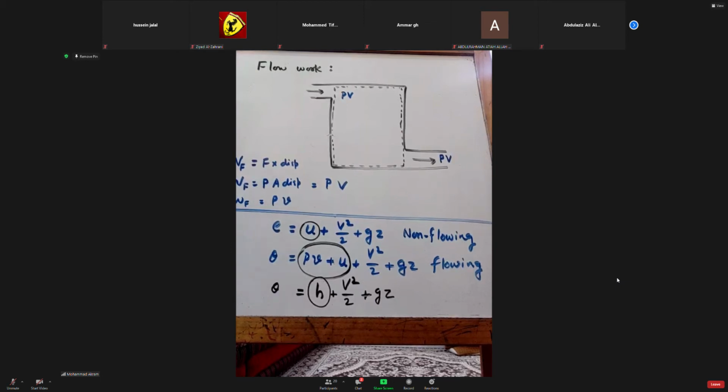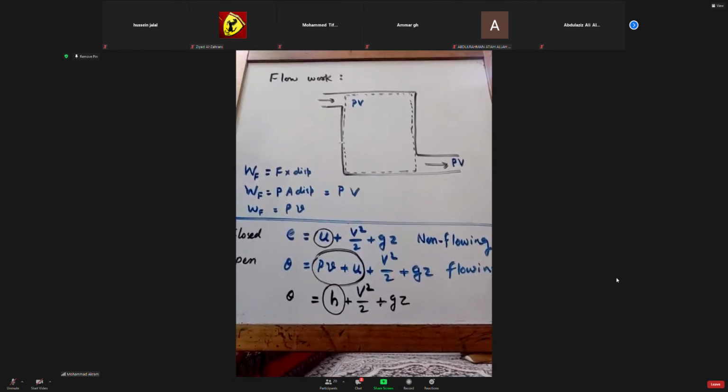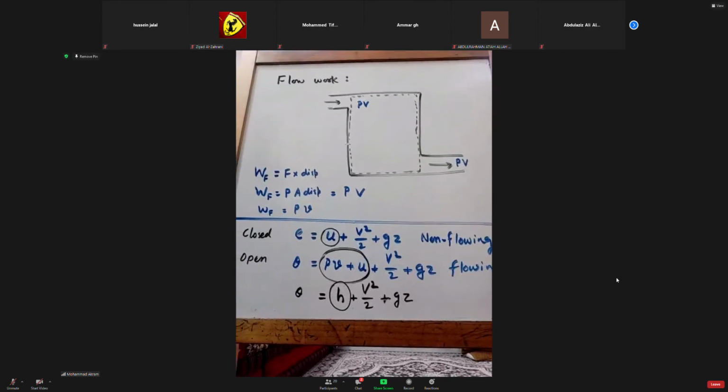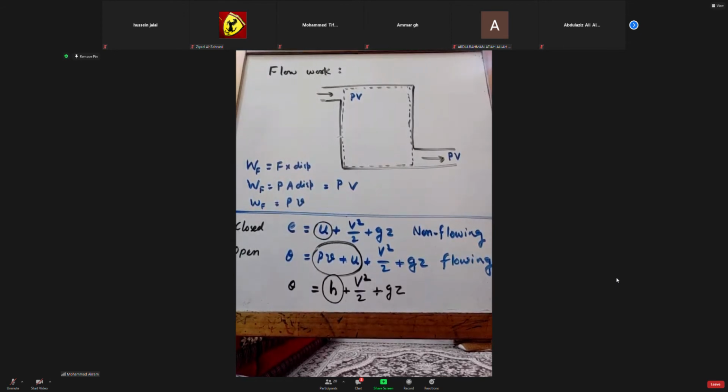You can say this as non-flowing, meaning closed system, or we can call it open system, or the flow work and non-flow work, non-flow equations and flowing equations. Okay, can I erase this now? Yes, I think.